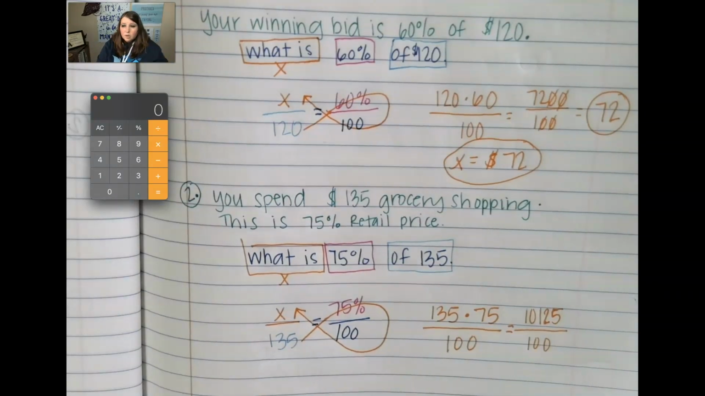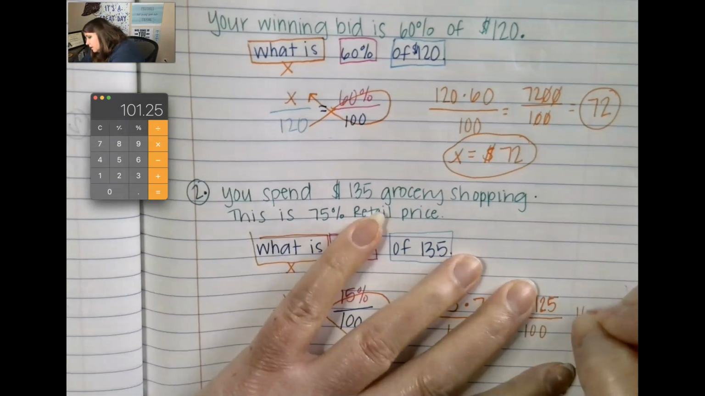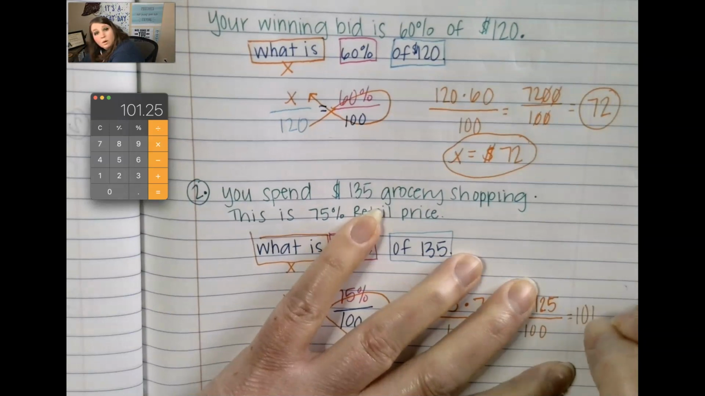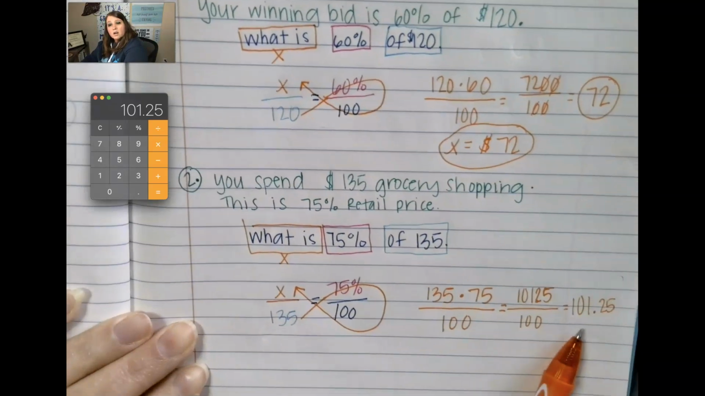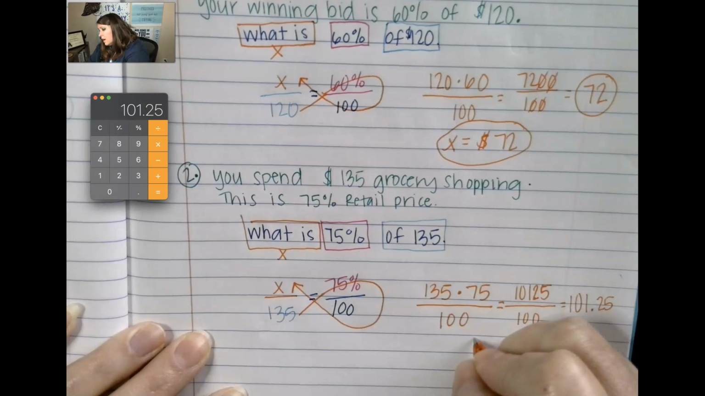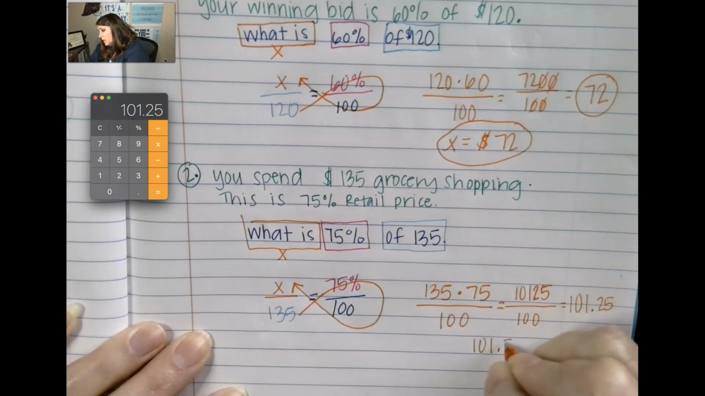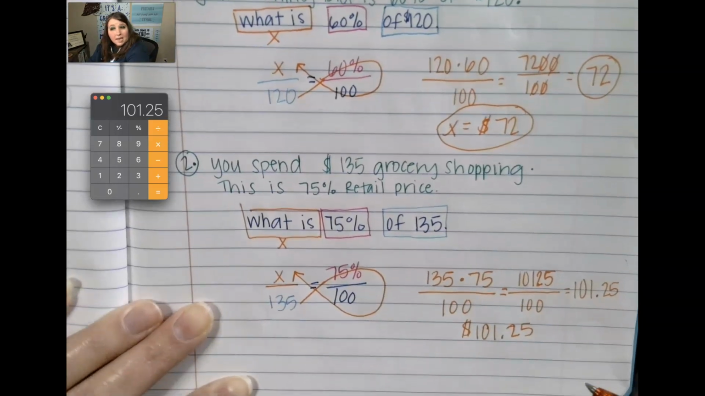I messed up. 10125. Apparently I have too many numbers in my head today. Divided by 100. And that equals 101.25. Okay, so the part that you spent is 101.25. Well, the question was asking us how much money did we save?